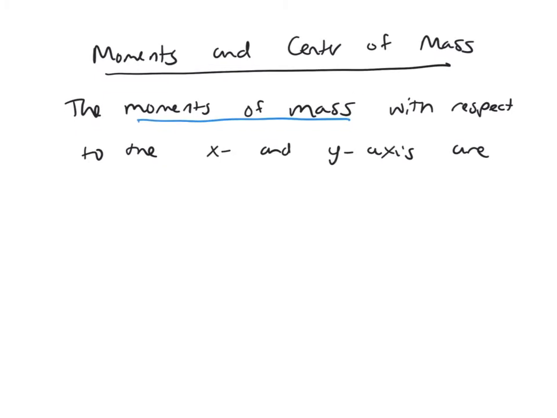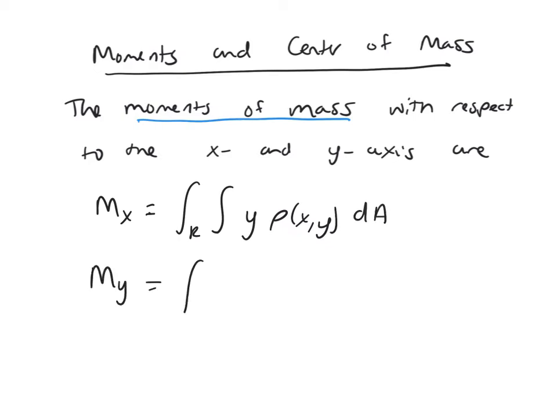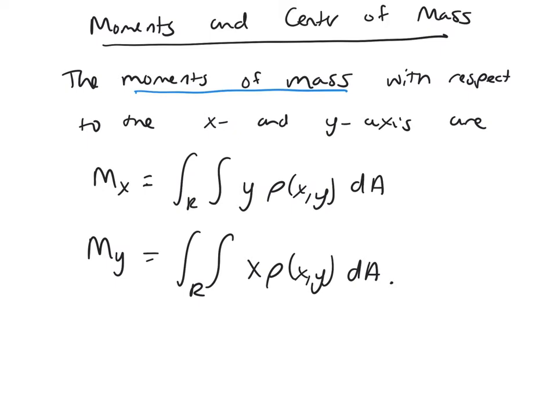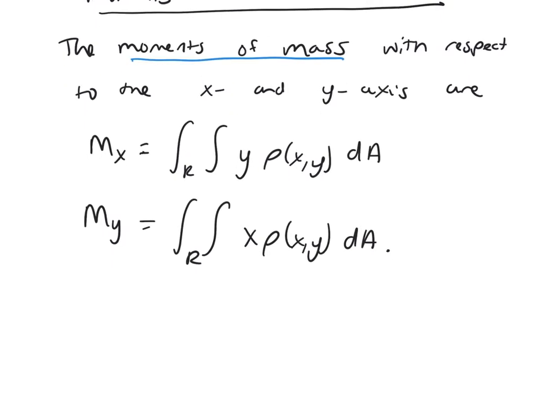So the moment Mx is the double integral over your region R of y times your density function, and My will be the double integral over R of x rho of x, y dA. So those are your two moments, one with respect to the x-axis and one with respect to the y-axis. And then from these you can find the center of mass.